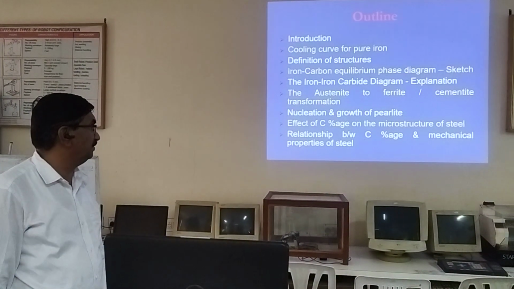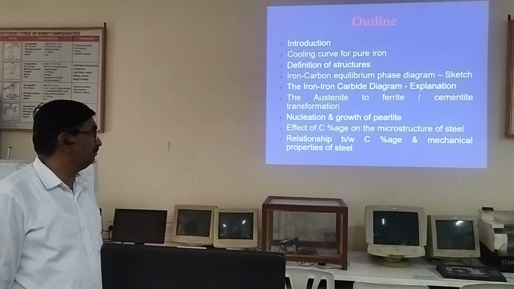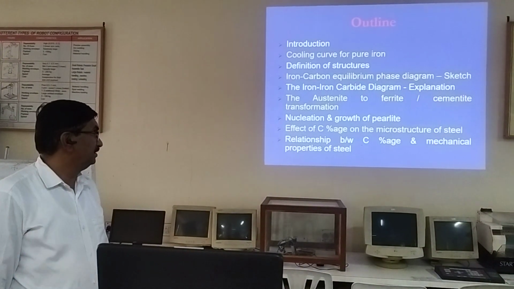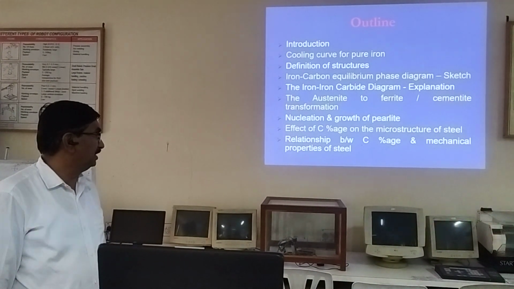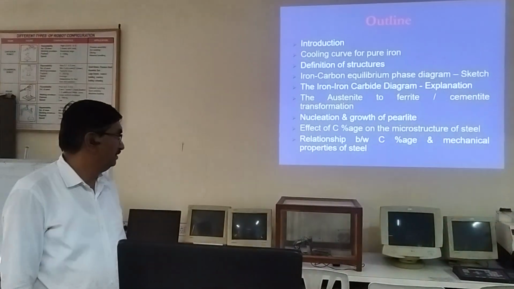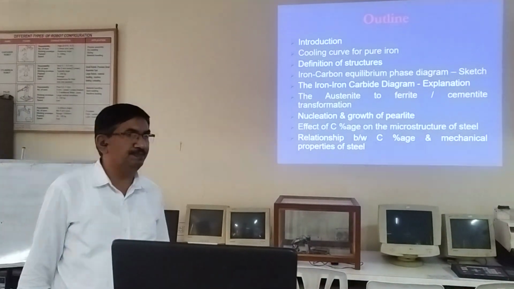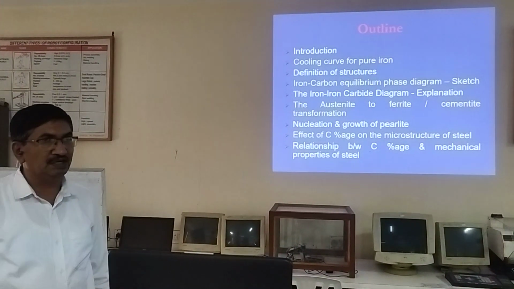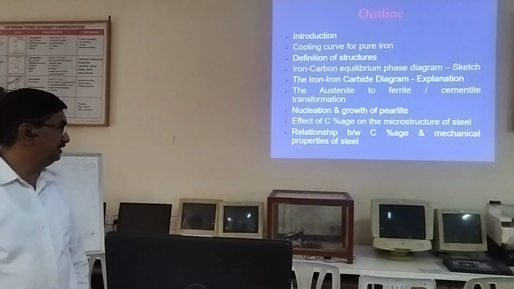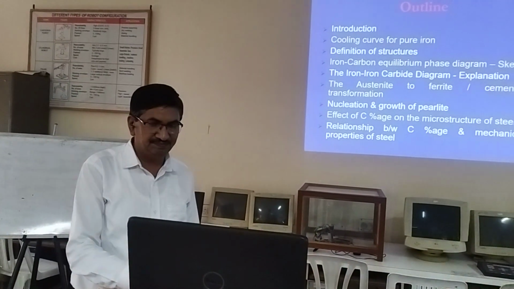Now we are going to learn about the cooling curve of pure iron, the definition of the structure, the different structures of iron, the iron carbon equilibrium phase diagram, the iron carbon carbide diagram, austenite to ferrite transformation, nucleation and growth of pearlite, the effect of carbon percentage on the microstructure of steel, and the relation between carbon percentage and mechanical properties of steel.